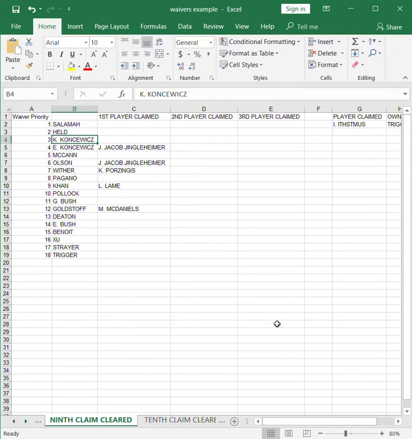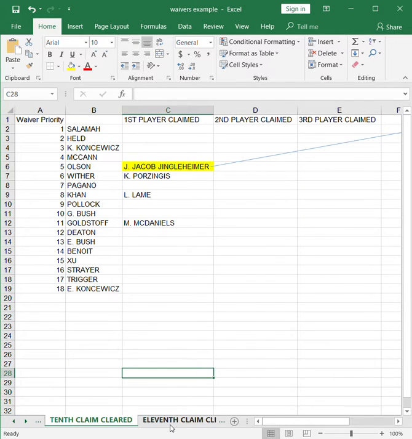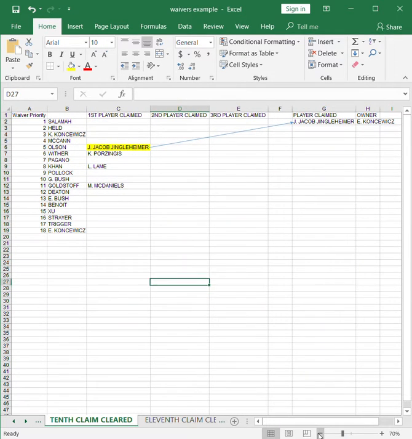Next up, we have Evan Konsowitz claiming John Jacob Jingleheimer. Luke Olson also had a claim in for Jingleheimer. Luke does not get him. Luke does not have another player set up. So, Luke then is locked in there after McCann because McCann also didn't have anybody. So, the next waiver claim will go to the next player with the top priority with a player in line, which is Donald. Donald has a claim in for Kristaps Porzingis.